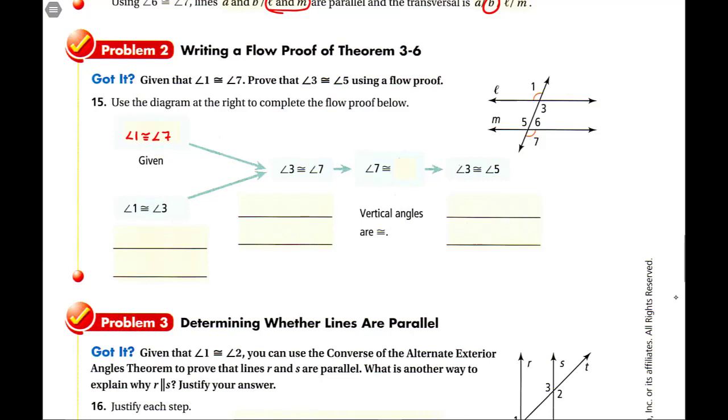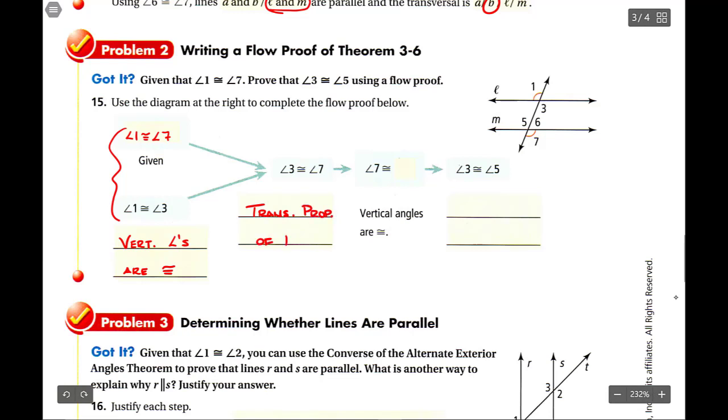And we also have that angle 1 is congruent to angle 3. So if we look at angle 1 and angle 3 right here, we know that those are vertical angles. And we know that vertical angles are congruent. So then we have angle 3 is congruent to angle 7. Well, because of our first two statements, angle 1 is congruent to angle 7 and angle 1 is congruent to angle 3, then we can make the statement that angle 3 has to also be congruent to angle 7 by the transitive property of equality.